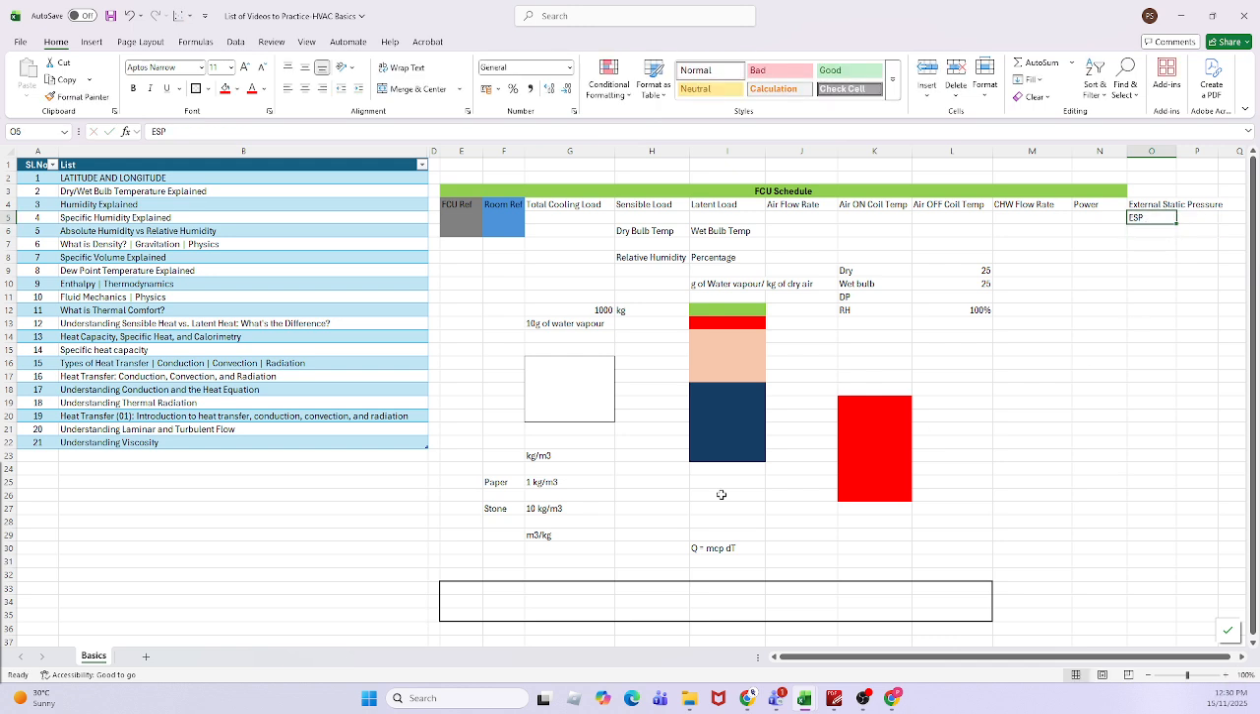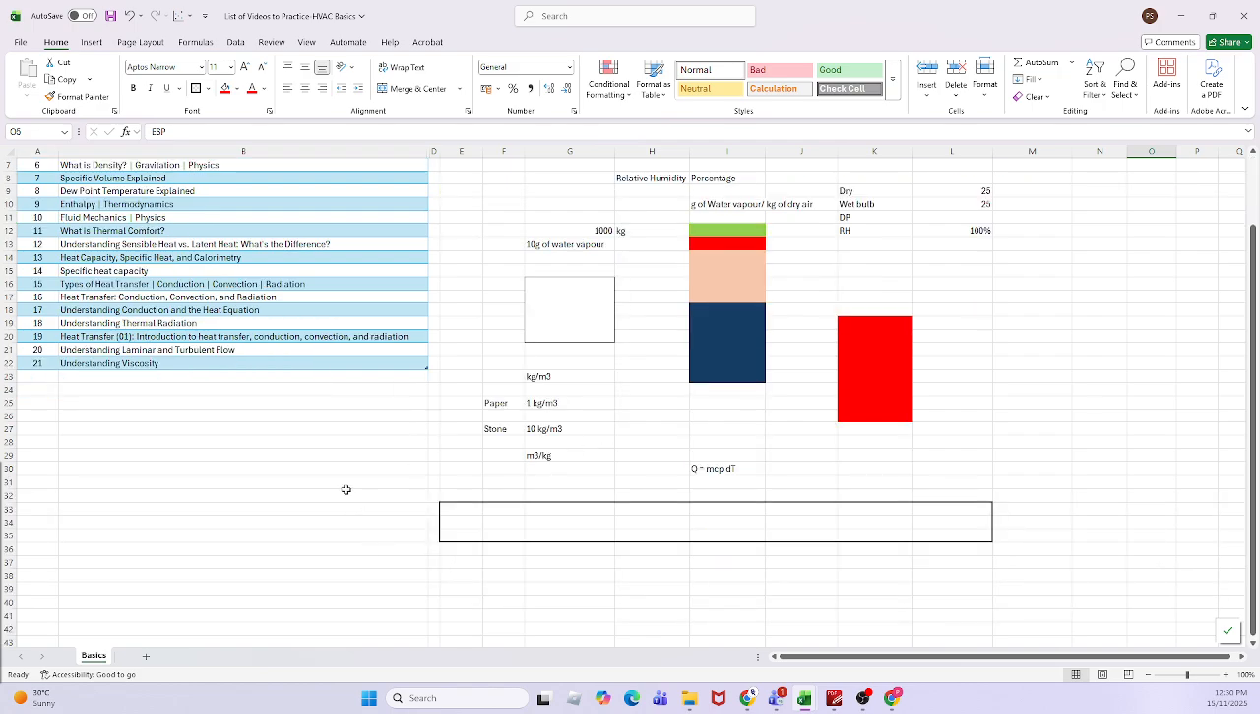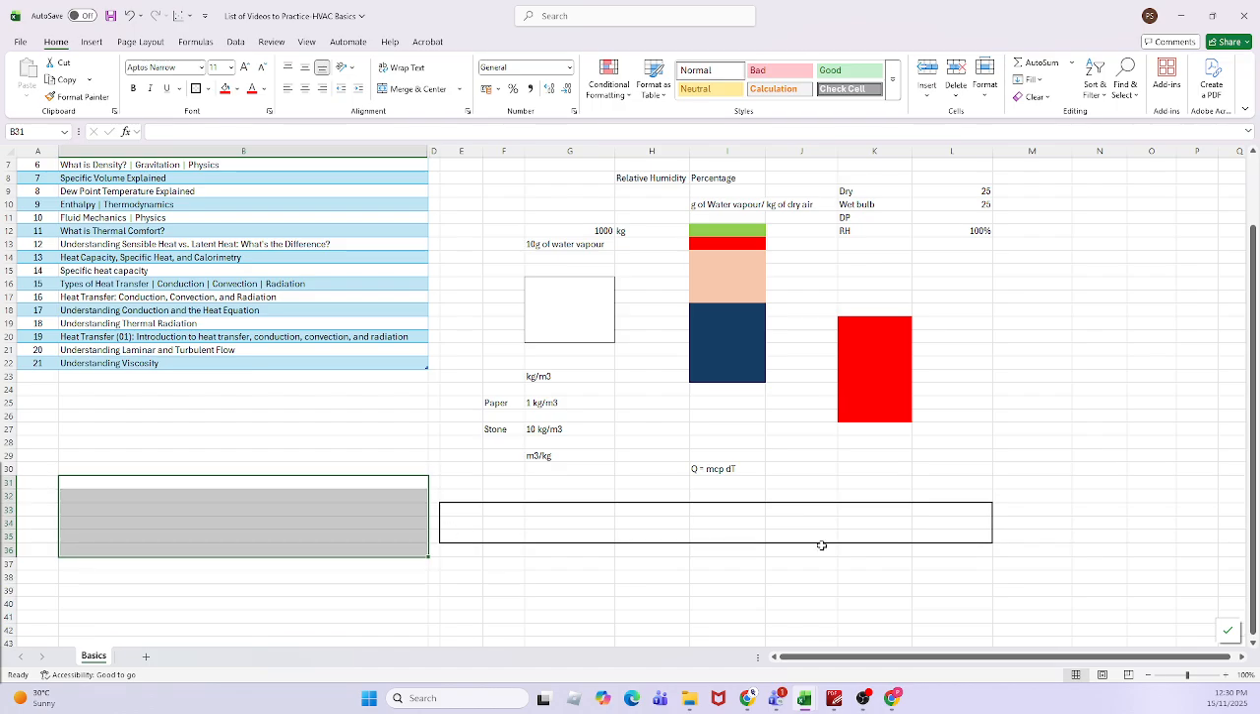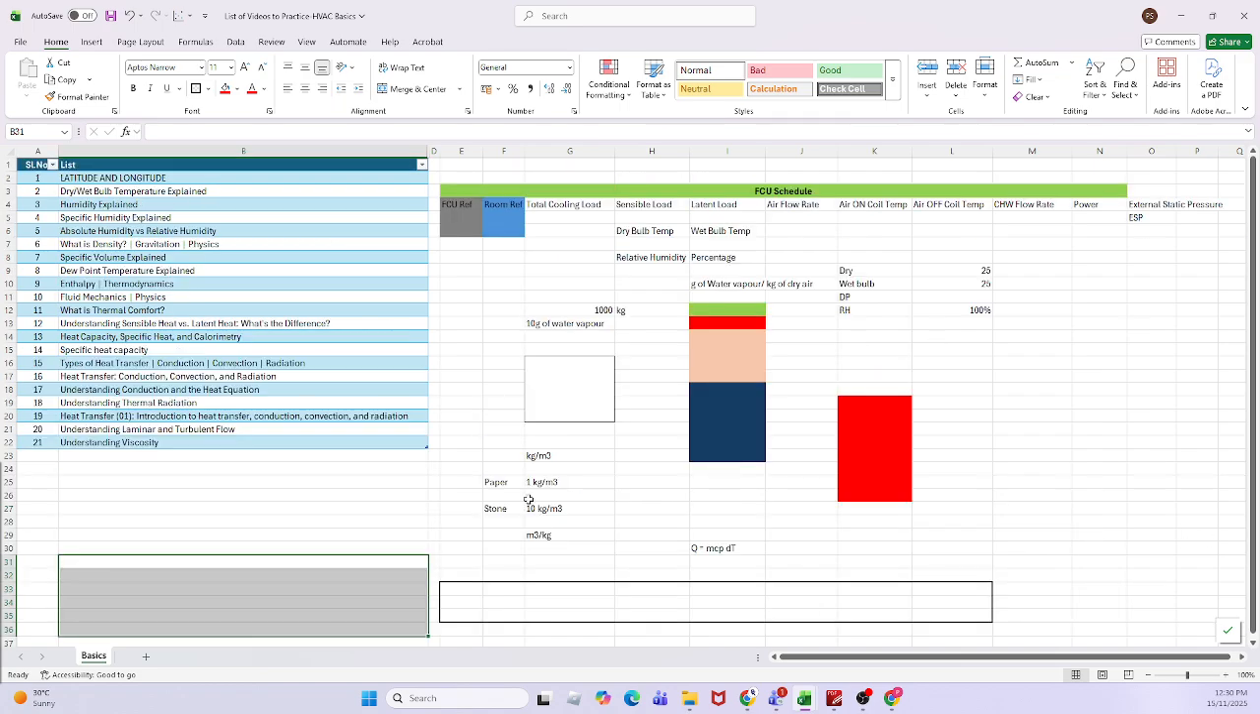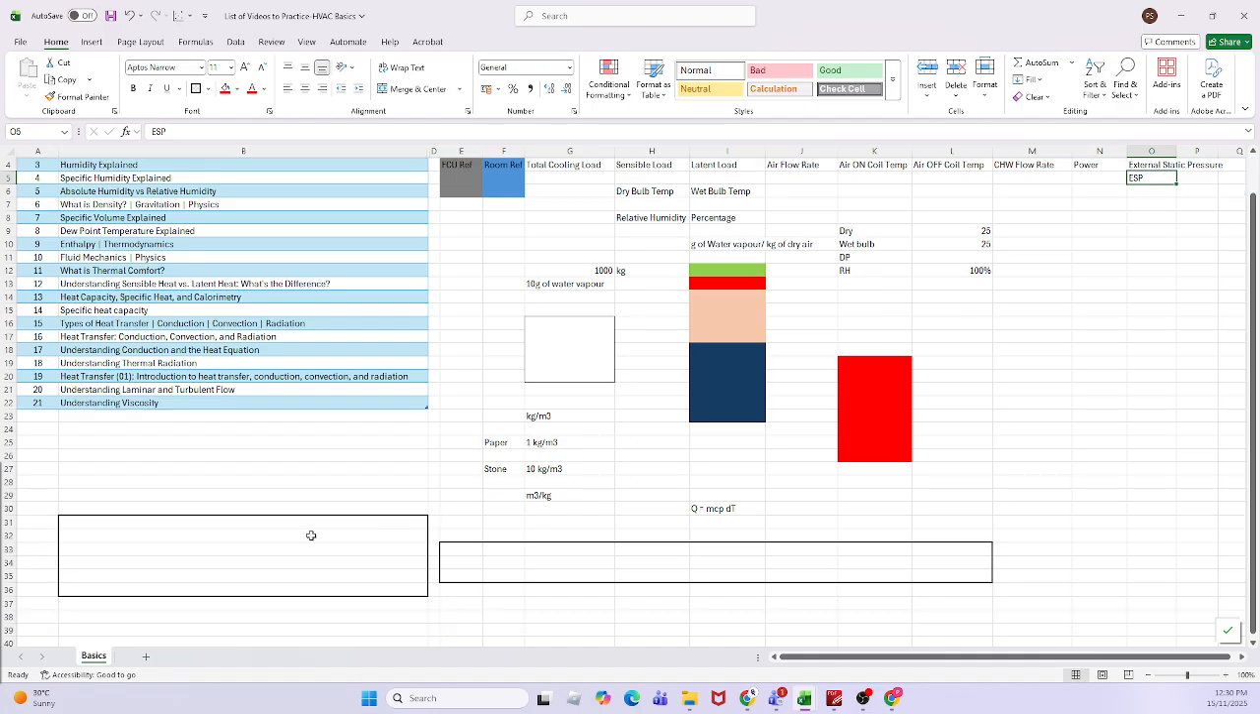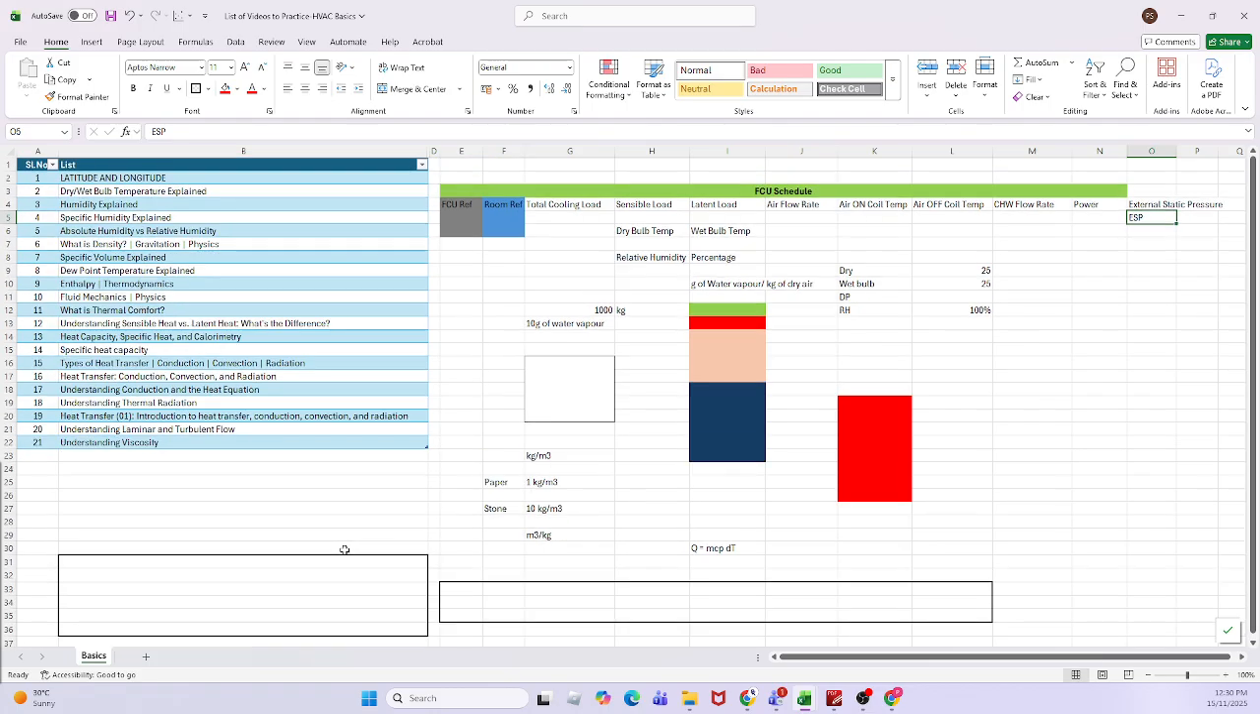So how will this ESP affect? Say for example I have a fan coil unit and I'm going to supply to one particular distance. If the distance is longer, then my pressure drop is more. If the distance is shorter, then my pressure drop is less. So that will affect my calculation and my equipment sizing. Clear? It depends upon the total length. You will study that later.